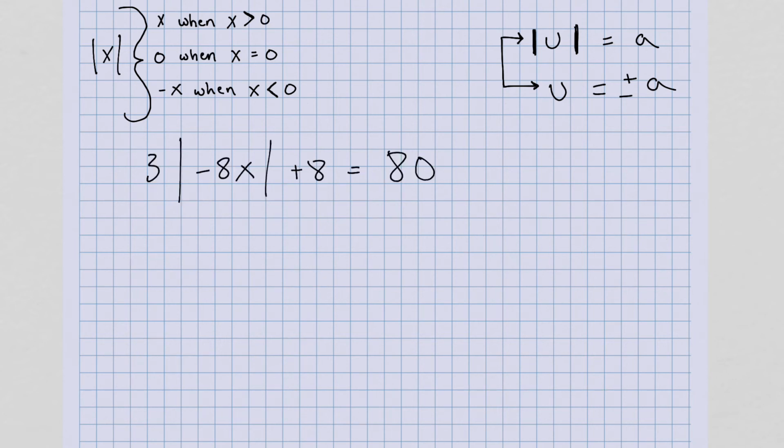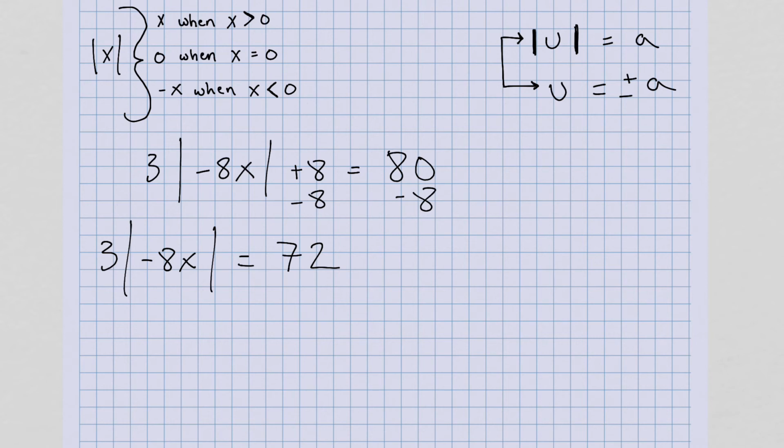Okay, so now I'm going to throw two challenges on here for you. We have this 3 being multiplied by the absolute value of negative 8x, and then we have this positive 8 stuck on the end. Once again, what we need to do is get this absolute value expression by itself on the left-hand side. The first step is to subtract 8 from both sides. So now we have 3 times the absolute value of negative 8x equals 80 minus 8, that gives us 72.